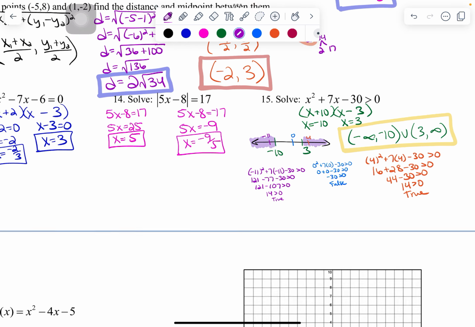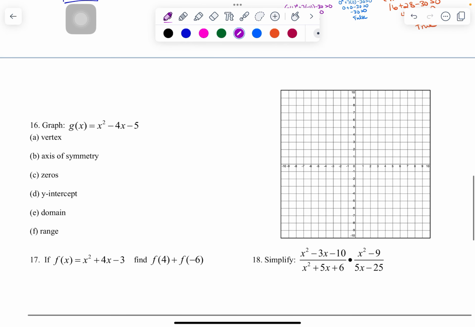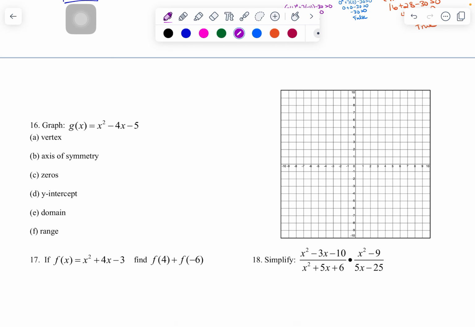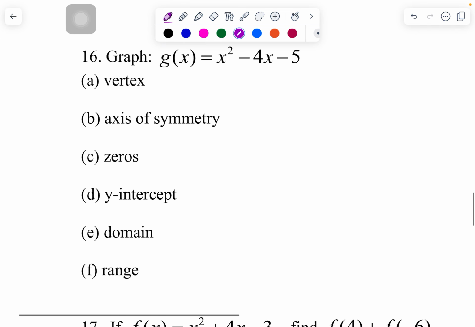All right, let's go ahead and I'm going to do number 16 to finish out this video, which is finding all the bits, parts, and pieces, and then graphing that quadratic equation.